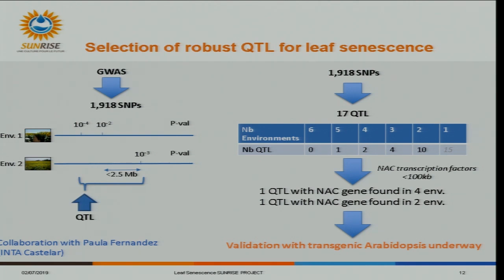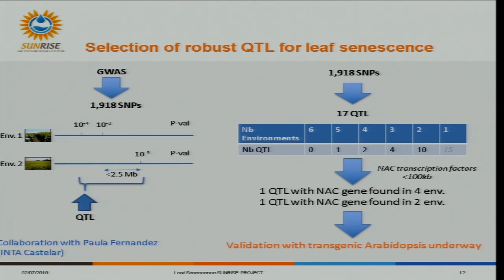None of the QTLs is found associated in all the environments, but still there is one QTL in 5 environments over 6, so I think this is very likely. Then 2 QTLs in 4 environments, 4 in 3 environments, and 10 QTLs are found in 2 environments.